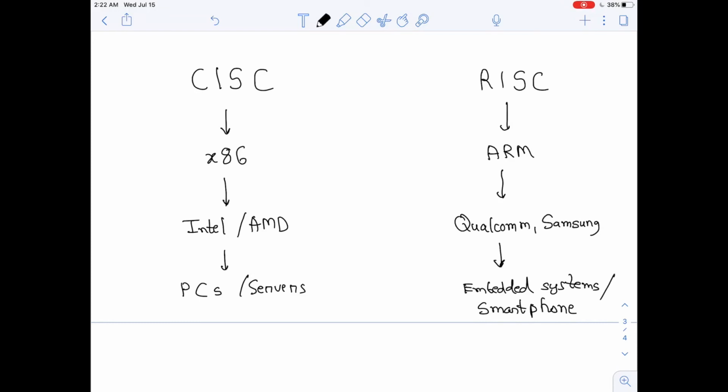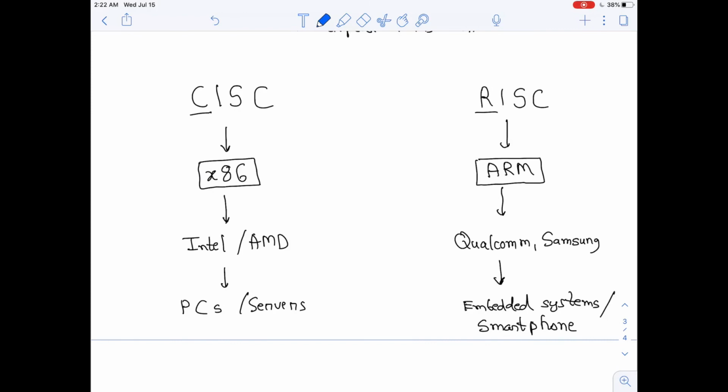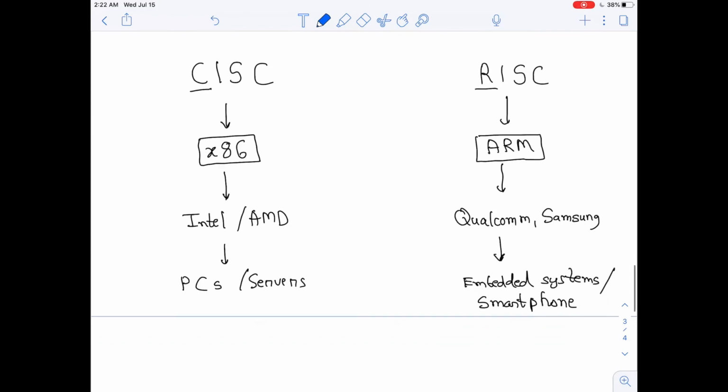However, if you say that x86 is entirely CISC based and ARM is entirely RISC based, you'd be wrong, because over the years these two platforms have borrowed from the other instruction sets. Basically, x86 has borrowed some properties from RISC, and at the same time ARM has borrowed some properties from CISC.